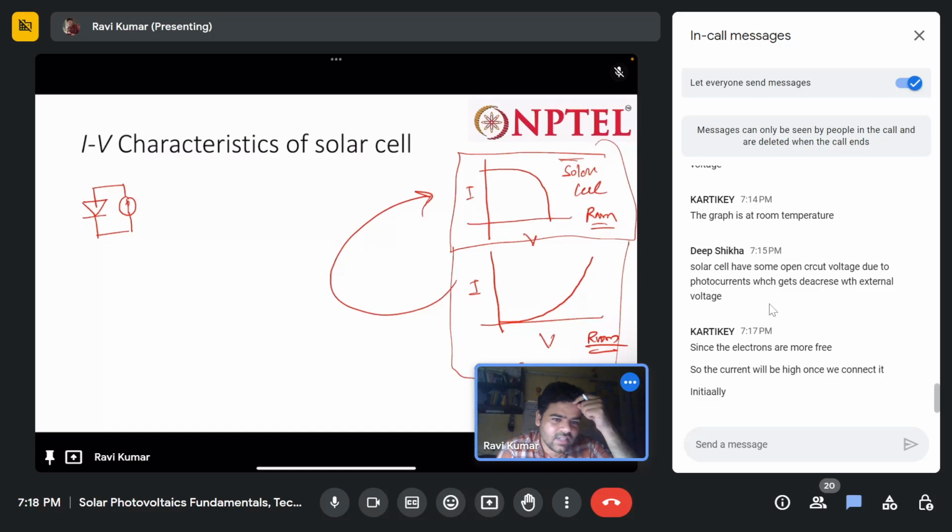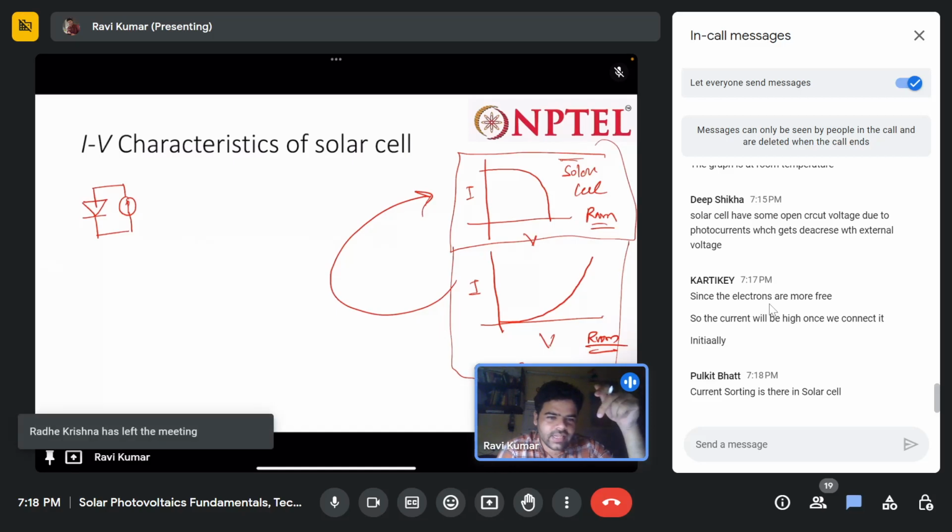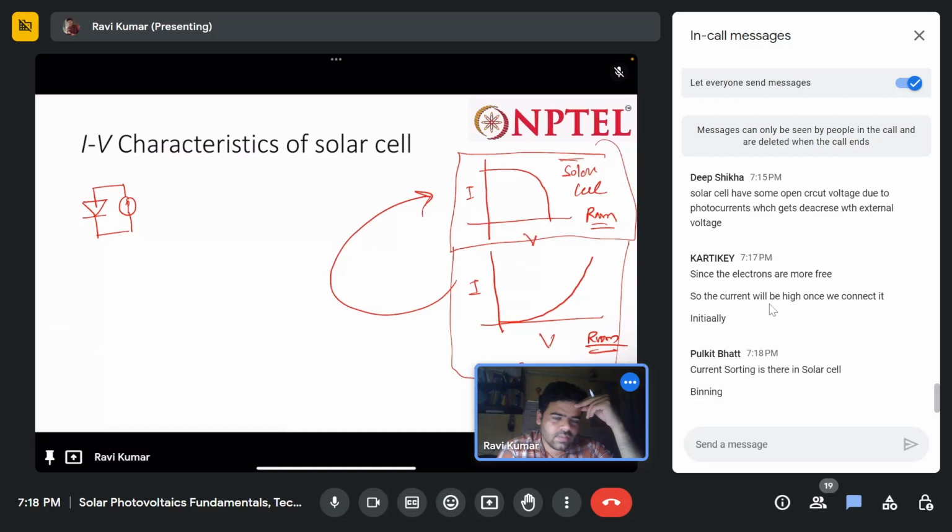Initially, current shorting is there in solar cell. Shorting or sorting, I'm not getting it. Are you talking about ISC or short circuit current? Okay, I just need to understand what Karthik is saying. He is saying since the electrons are more free, the current will be high once we connect it initially.